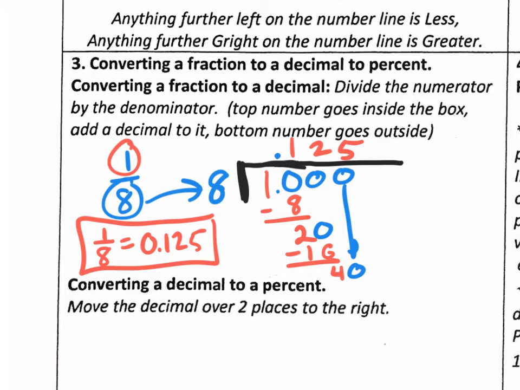Percent means per 100. If I say 10%, what's 10%? That's 10 over 100. Percent means per 100. So anytime you have a percent, you just put it over 100 and bam, you've converted your percent to a fraction. But right here, they want us to convert a decimal to a percent, okay? A decimal to a percent.